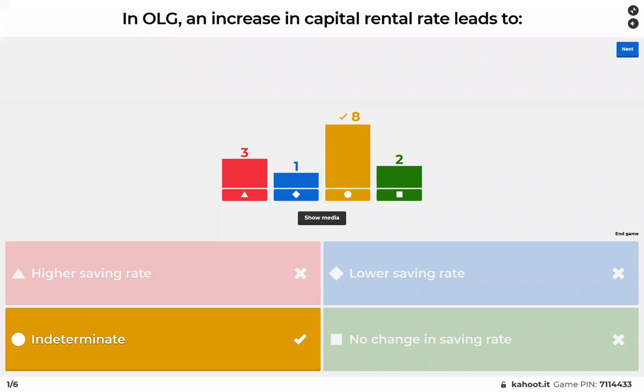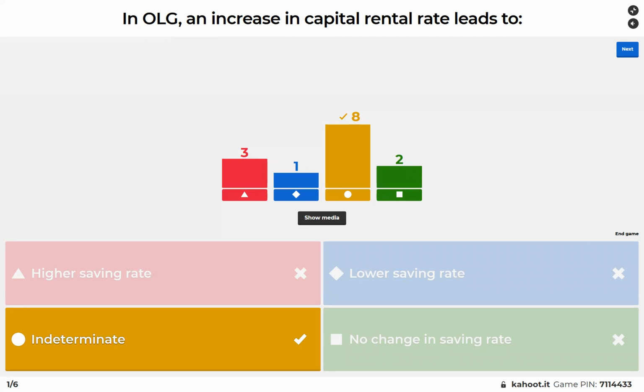But the thing is, there's two effects. There's the substitution effect. That's the motive I just described: I'm a saver, the interest rate went up, and now it's more attractive to save. But on the other hand, there's also the income effect. I become richer as well. And if I become richer, I might want to consume more in both periods. It could actually decrease my savings.